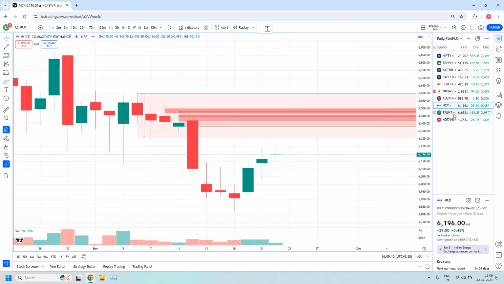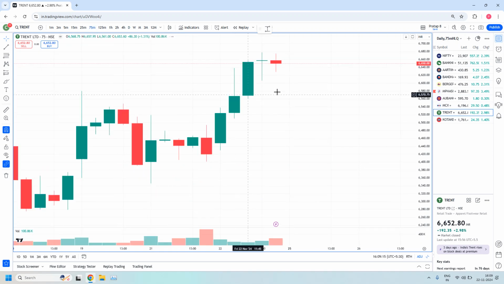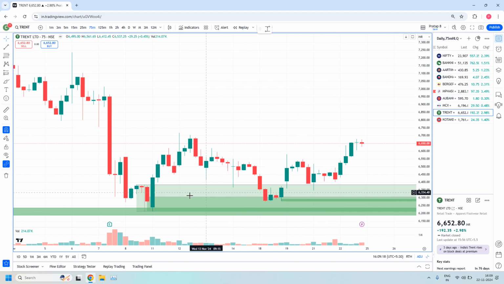And the last one is Trent. This is a 75 minutes high liquidity demand zone. We have a rally candle, 1, 2, 3 base candles. This is a medium size leg candle but part of the base, and then a rally candle. So this is the high liquidity zone.